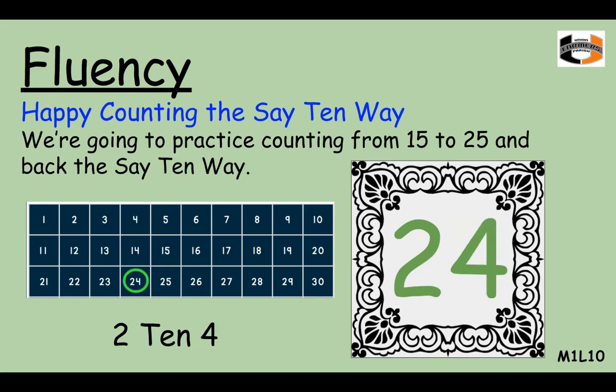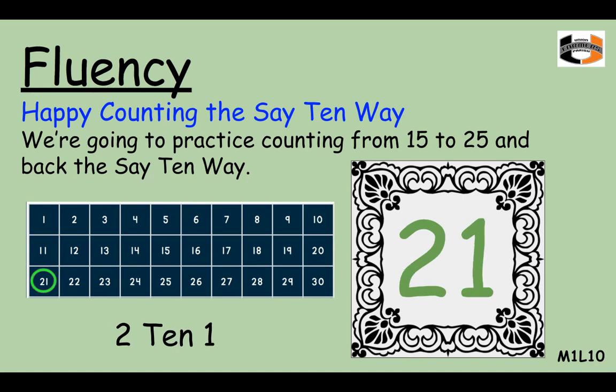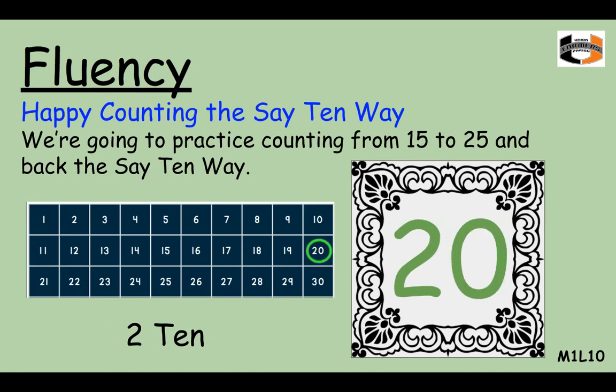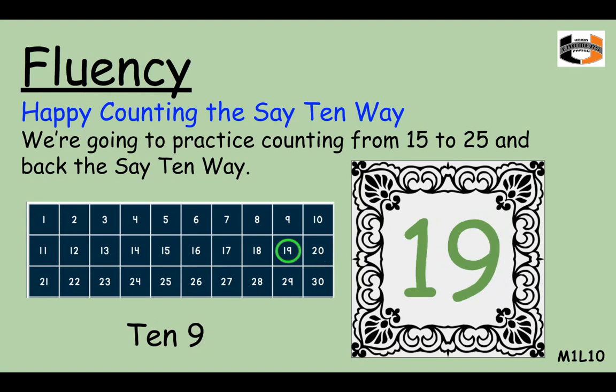2-10-4, 2-10-3, 2-10-2, 2-10-1, 2-10, 10-9, 10-8, 10-7, 10-6, 10-5. So we counted up from 15 all the way to 25 the Say 10 way.